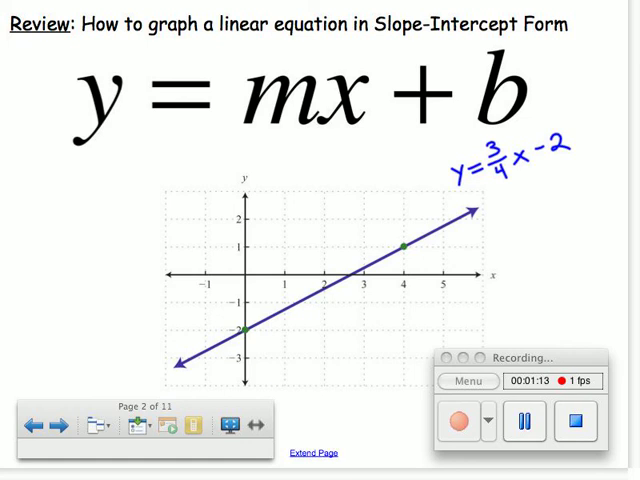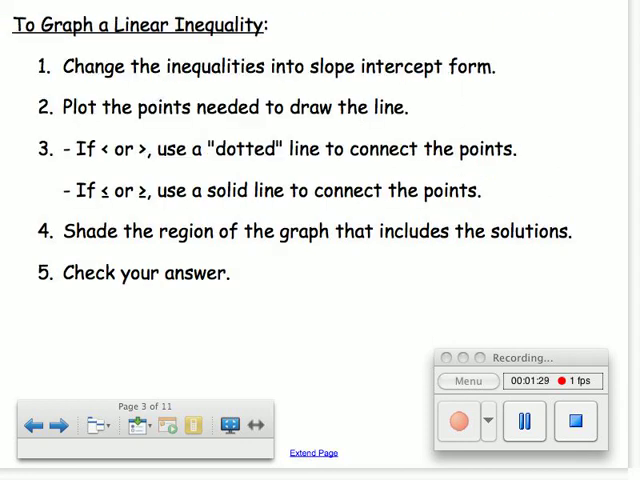So to flip that, if I were given that equation, I could graph -2 on the y-axis and then follow the slope, which is to go up 3 and right 4. So here's how that ties into inequalities. To graph a linear inequality, just like a line, there's only a couple small differences. You're going to follow these steps every single time.